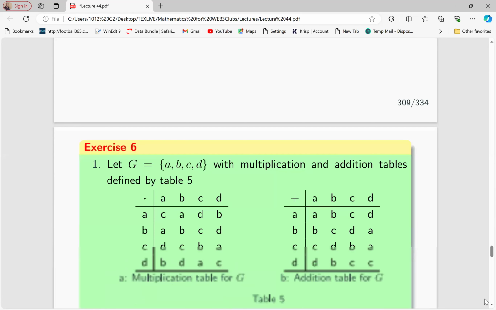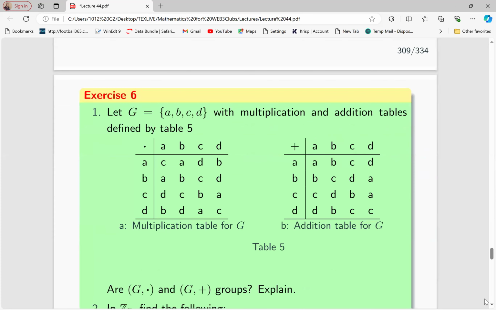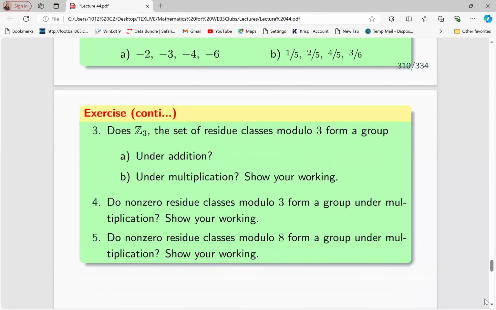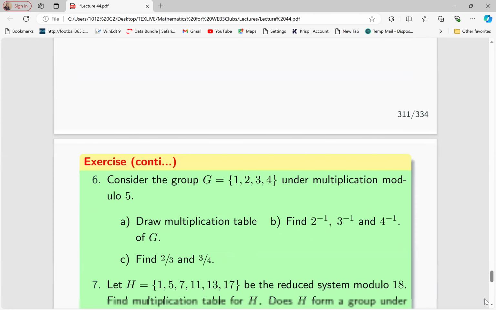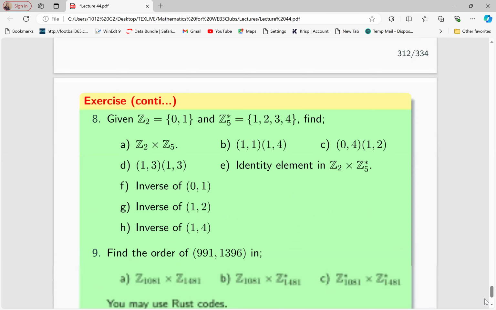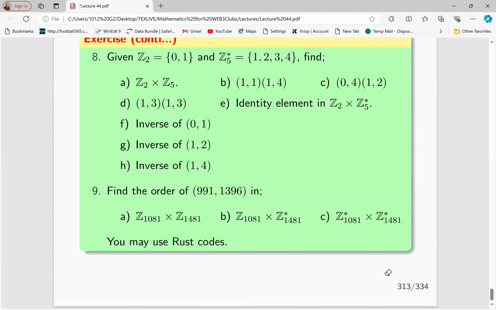So then you attempt these questions. We've already covered these questions. The exercise questions are here. You attempt them, and if you find any problem, we can always look at them together. In question 9, you can use your Rust code. So you come up with a Rust code, then do this question 9.